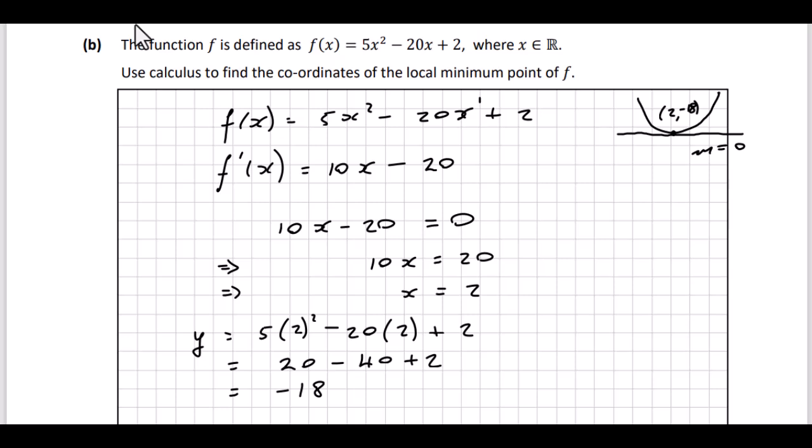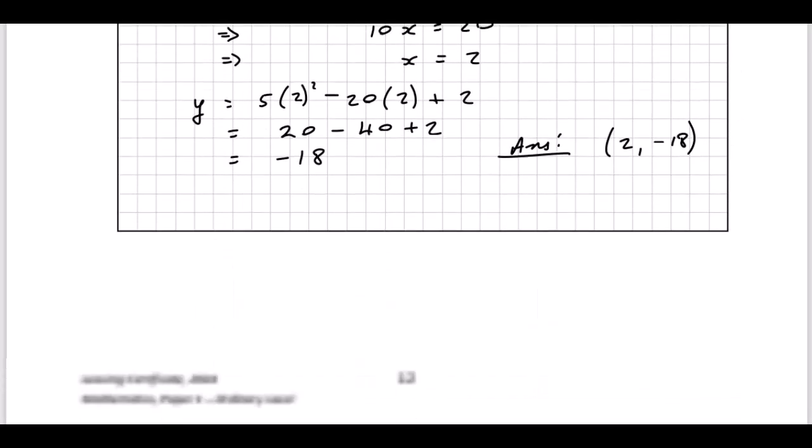So the point at the minimum is going to be 2 and so my answer here, if you like, the minimum point is going to be (2, minus 18). And that's it for part B. Let's have a look at part C.